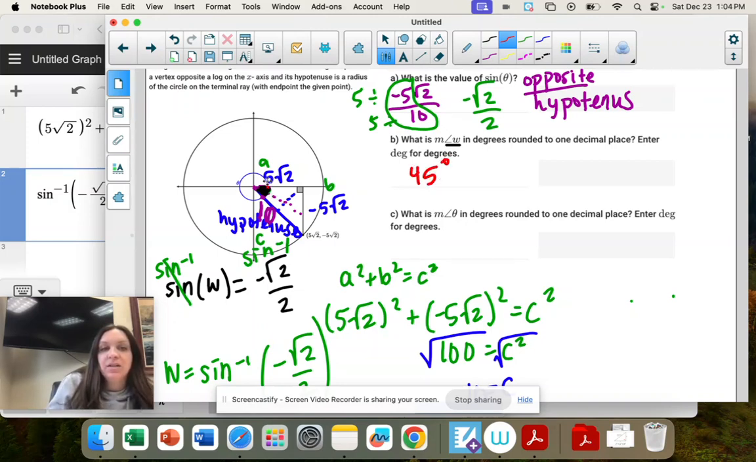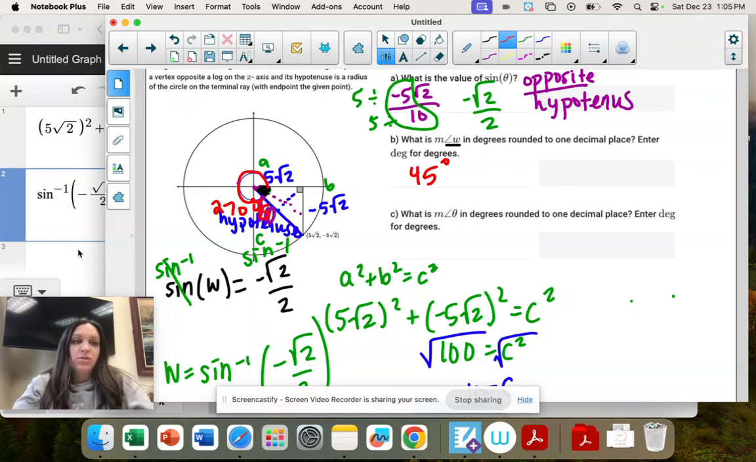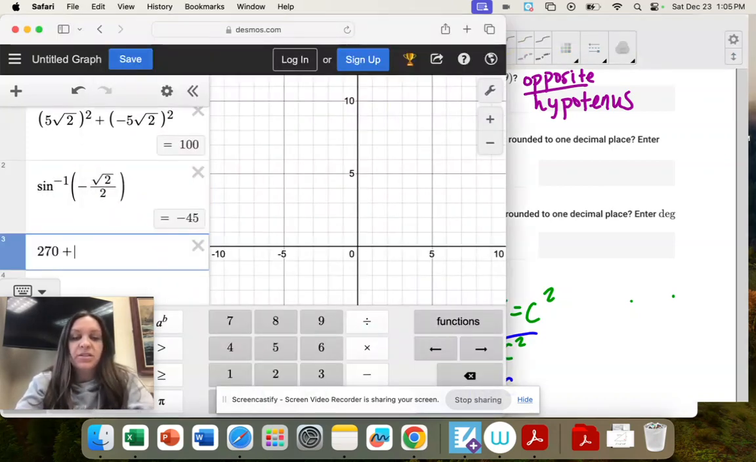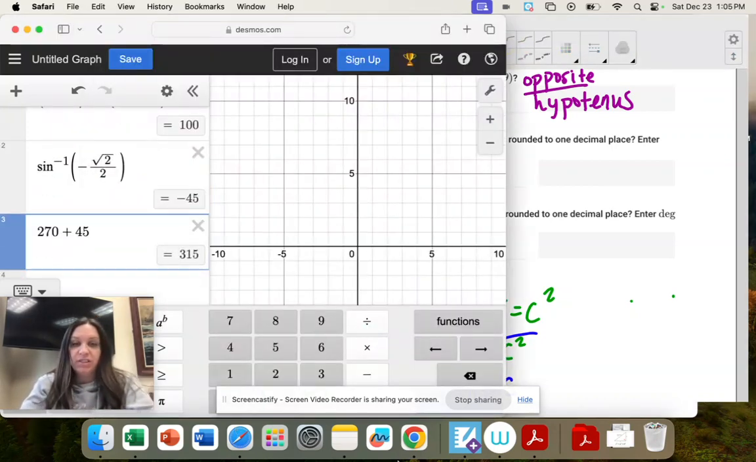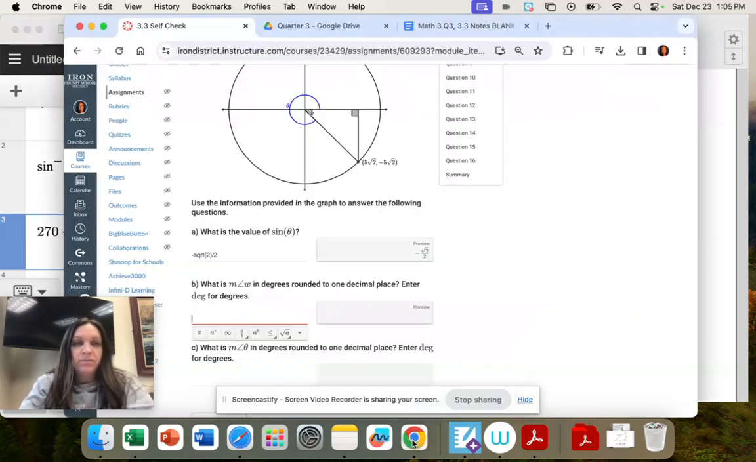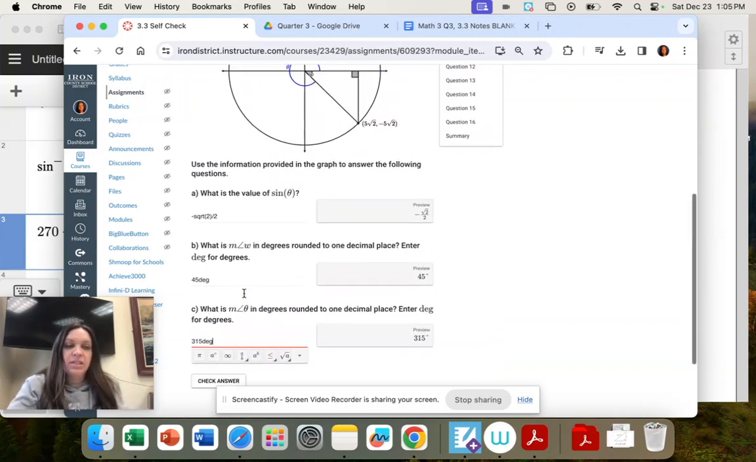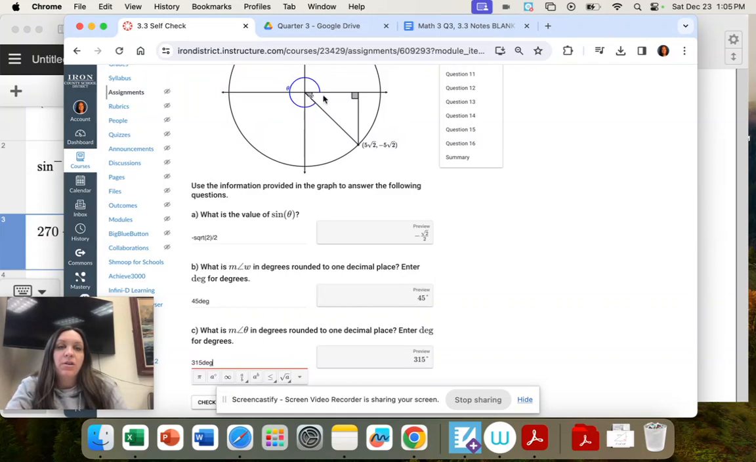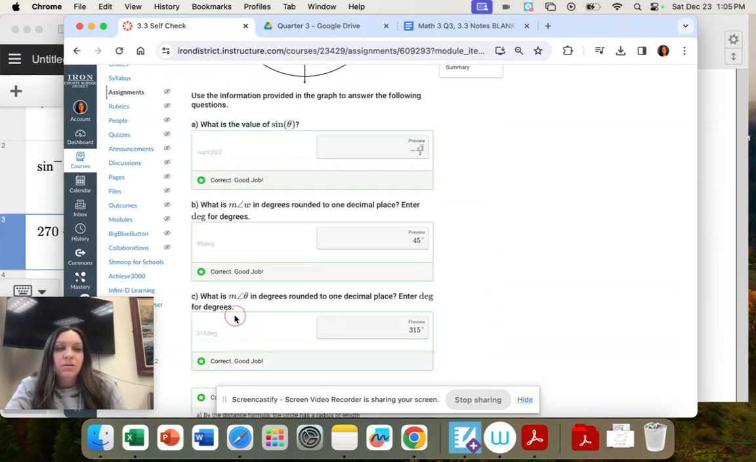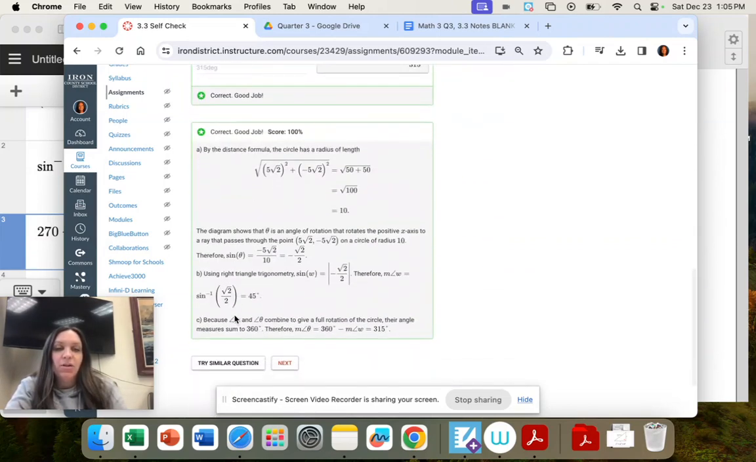So our theta, we go all the way through here. That's 270. And then if that's 45, the remaining will have to be 45. So 270 plus 45 is 315. And you can see it actually would continue all the way around, right? So if we add those together, it would be all the way around the circle.